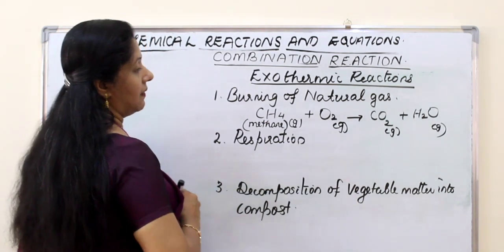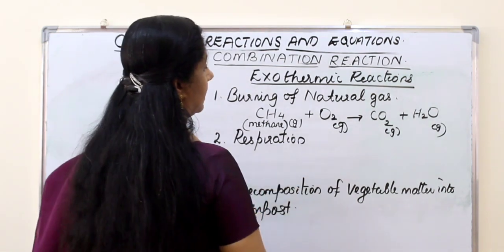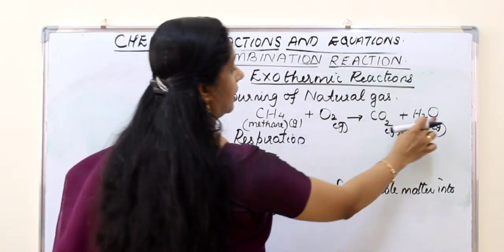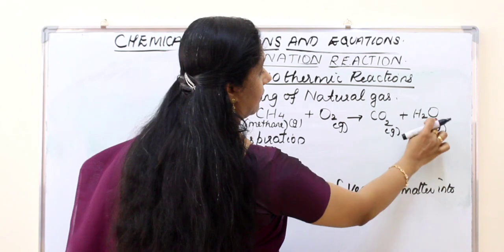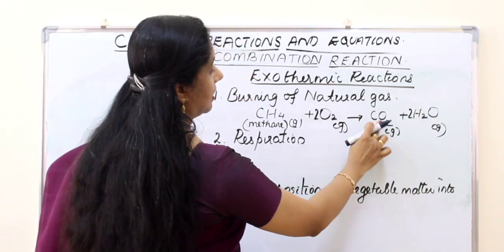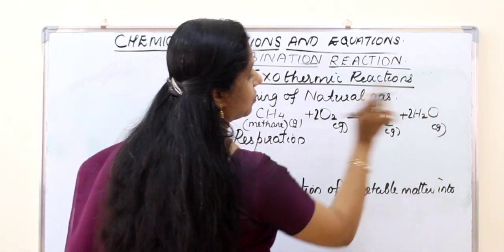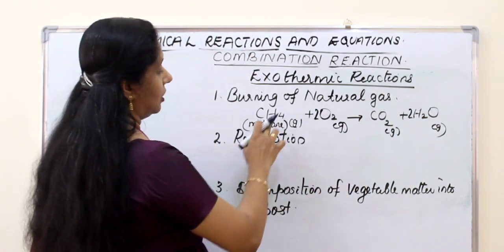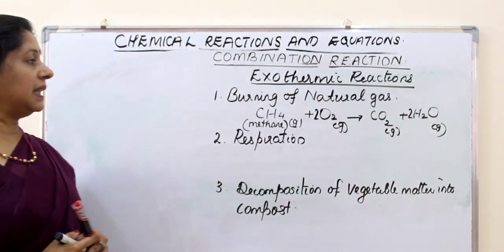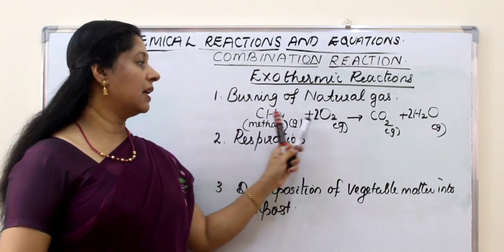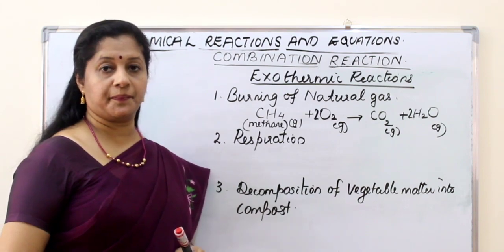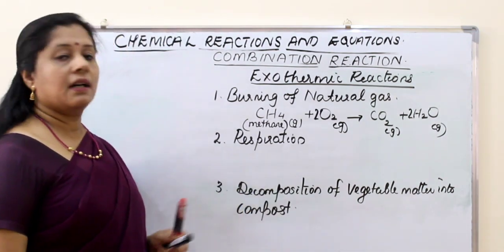Is it balanced? We will see here. First we start with carbon: here 1, here also 1. Next oxygen: here 2, and here 2 and 1, that is 3. So we will make 2 here, and here also 2. Now it became 2 into 2, 4, and here also 2 plus 2, 4. Now hydrogen: total 4 are here, and here 2 into 2, 4. So now it is balanced. Methane in gaseous form combines with 2 molecules of oxygen to give carbon dioxide and 2 molecules of water. Another example of an exothermic reaction is respiration.